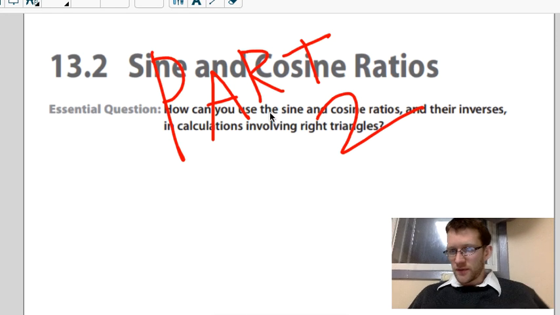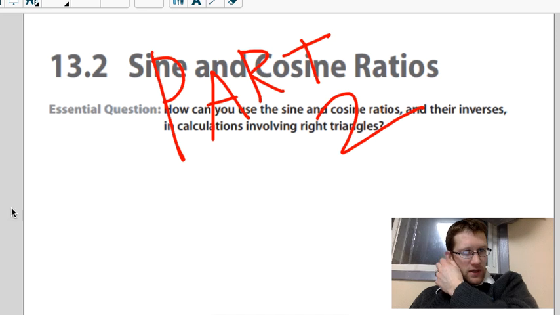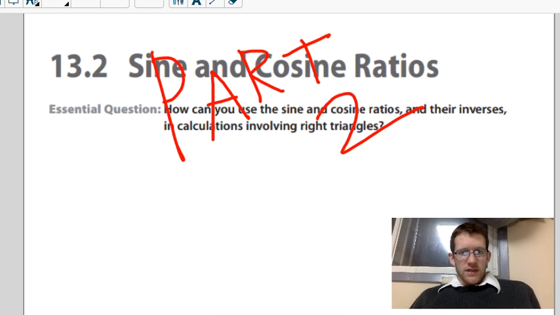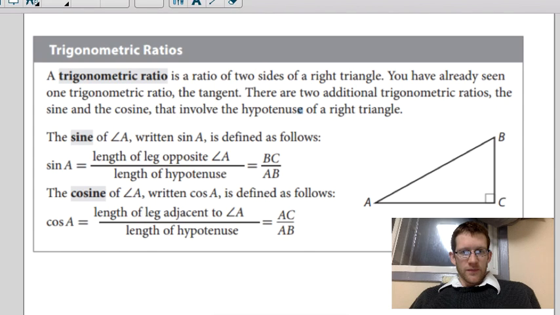This is part 2 of our sine and cosine ratios assignment. We just need to cover a few new things here. But just to review, the sine of an angle, so in this case sine of angle A, is equal to the opposite over the hypotenuse. The cosine of angle A is equal to the adjacent over the hypotenuse. Again, we'll have to make sure those are memorized.